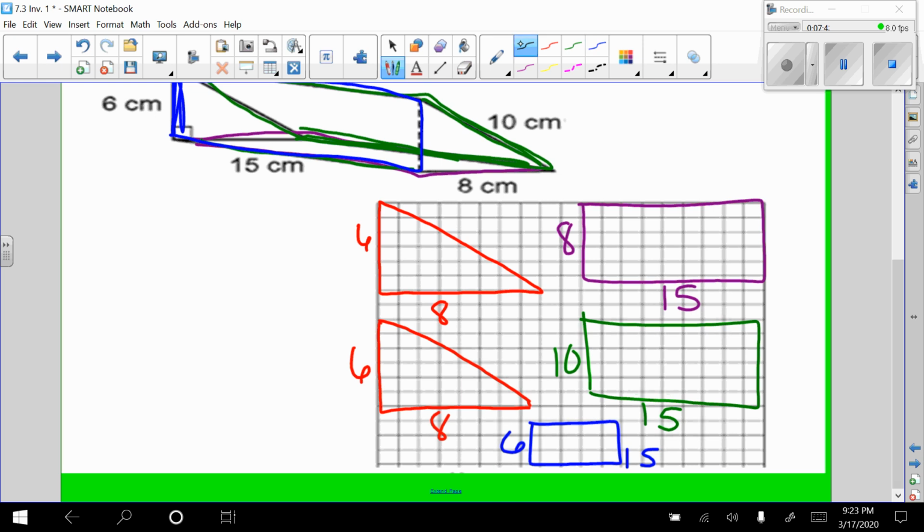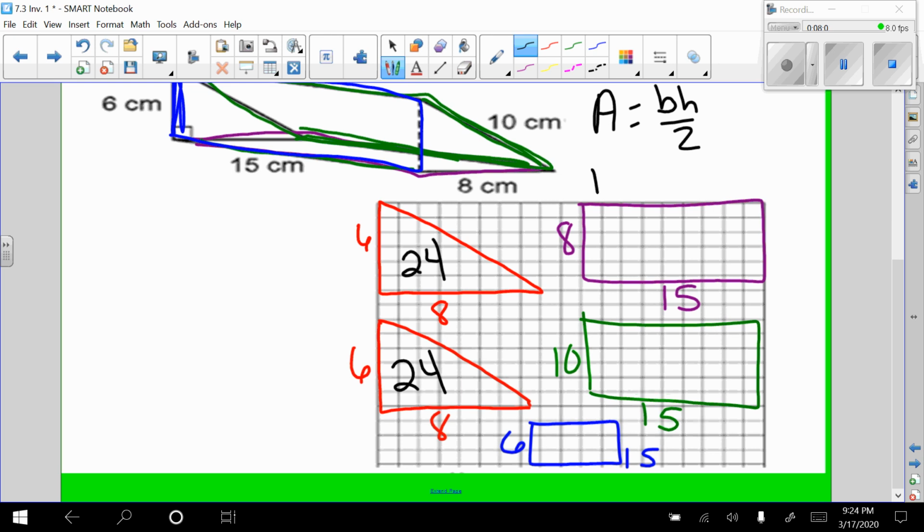find the area of each space. Well, the area for a triangle is base times height divided by 2. So if I took 6 times 8, that gives me 48, and divide that by 2, I'm going to say that the area of this triangle is 24. That means this one is also 24.